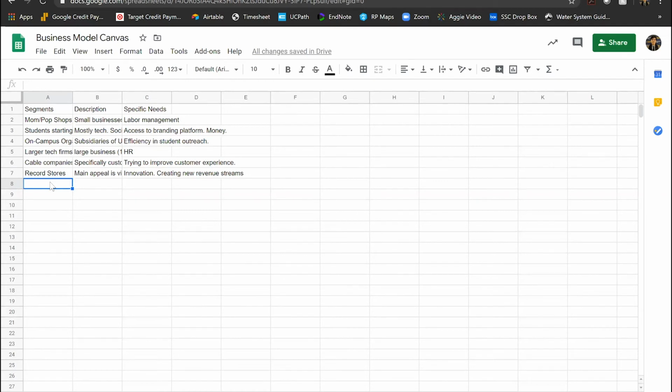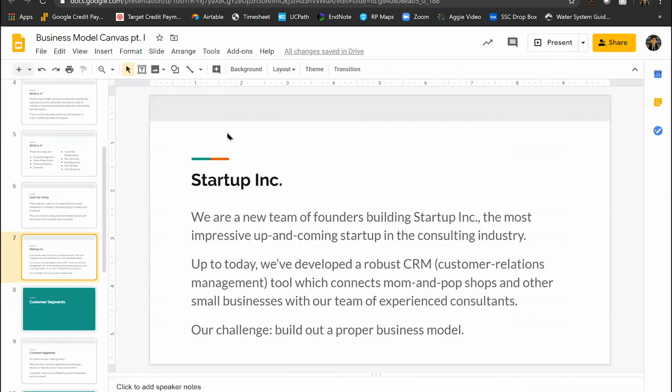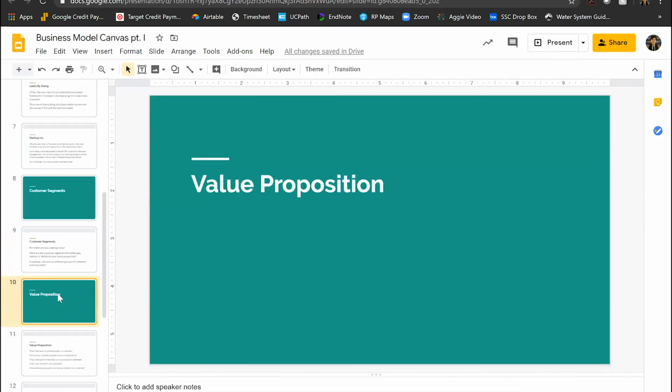But when you're working with things that you know, often you're going to know. Like I know record stores because I have a record player and I like music. And I know small businesses because I think that's something that's pretty important. So whenever you're identifying customer segments, think of things that you know, think of things that you work closely with. With that, we're going to go to the next section and start talking about value proposition.